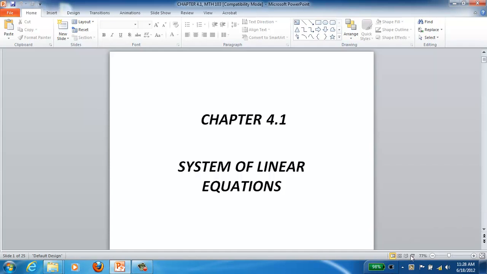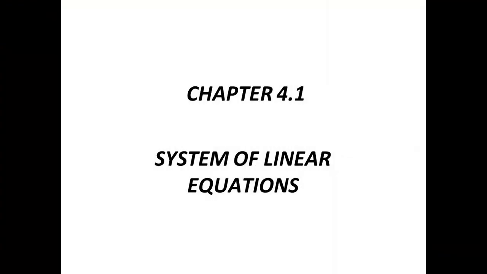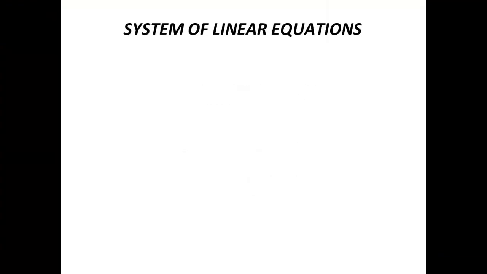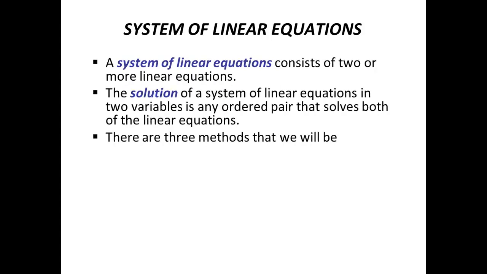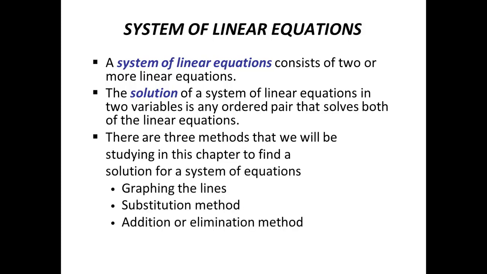Chapter 4.1 Systems of Linear Equations. A system of linear equations consists of two or more linear equations, although for most of our applications we'll be using only two equations in two variables.